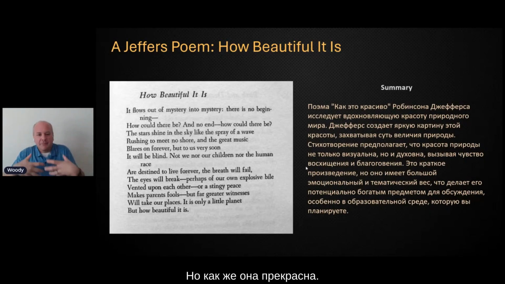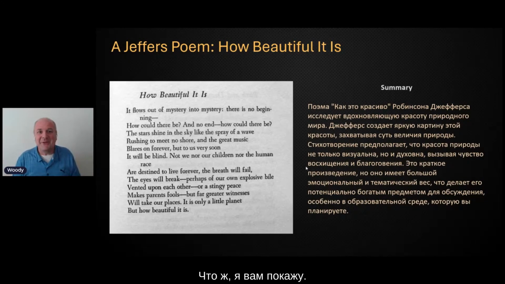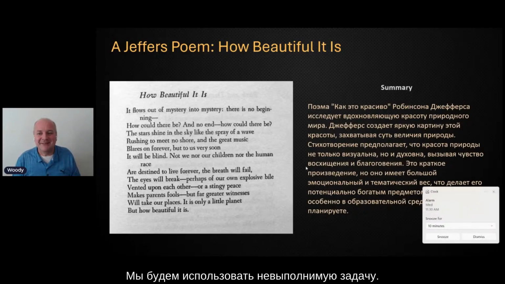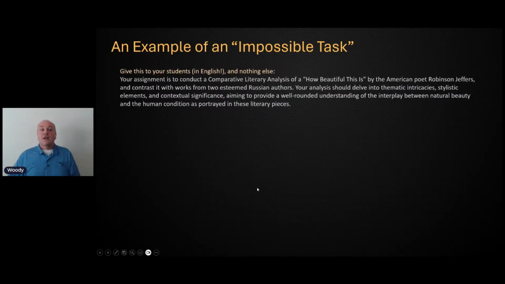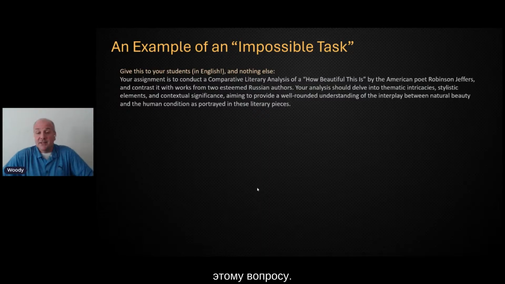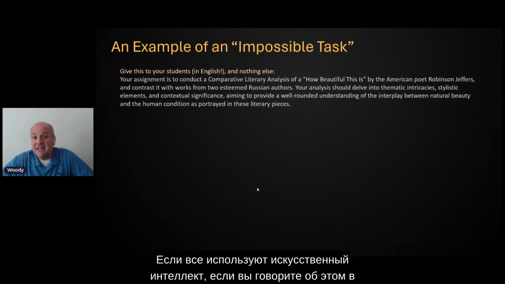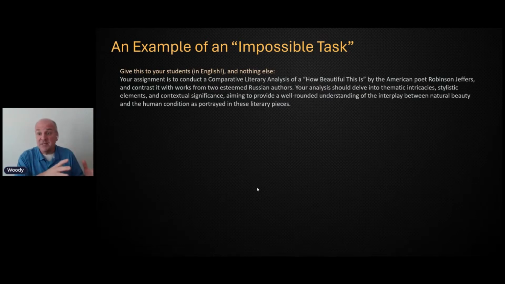Wonderful, dense, just rich language. And how can we integrate this into a Russian classroom? Well, I'll show you. We're going to use an impossible task. Sorry for a pop-up. So here's an example of how someone that was teaching students in secondary school might approach things. If everybody's using AI, if that's something you talk about in your class, give this to your students in English and nothing else. And it really is a comparative literary analysis of how beautiful it is, where we ask the student to take this poem by this poet they've never heard about and contrast it with two esteemed Russian authors.